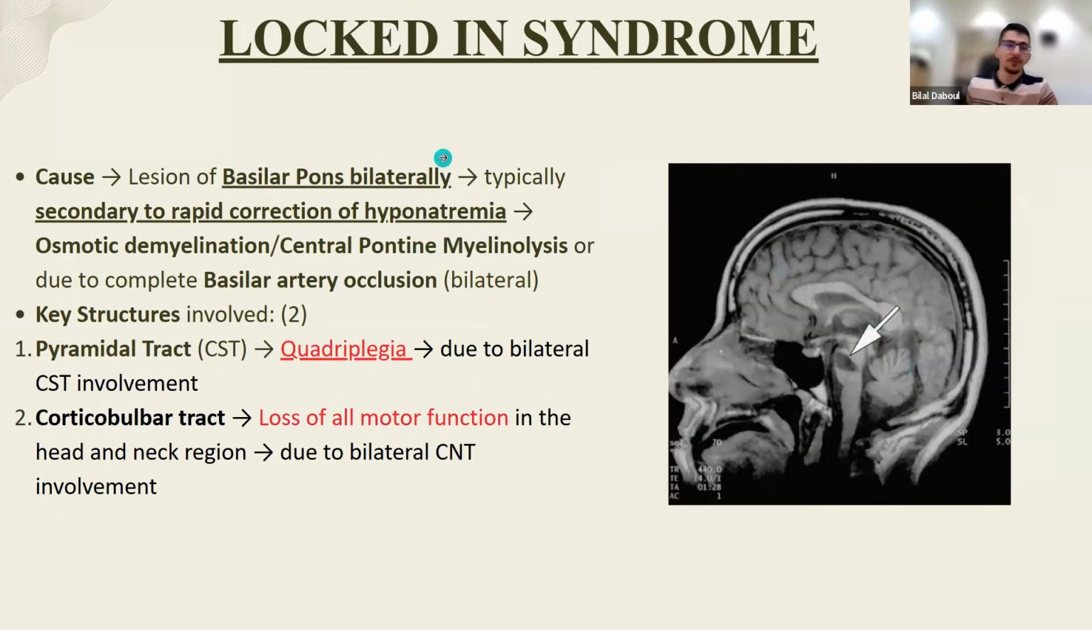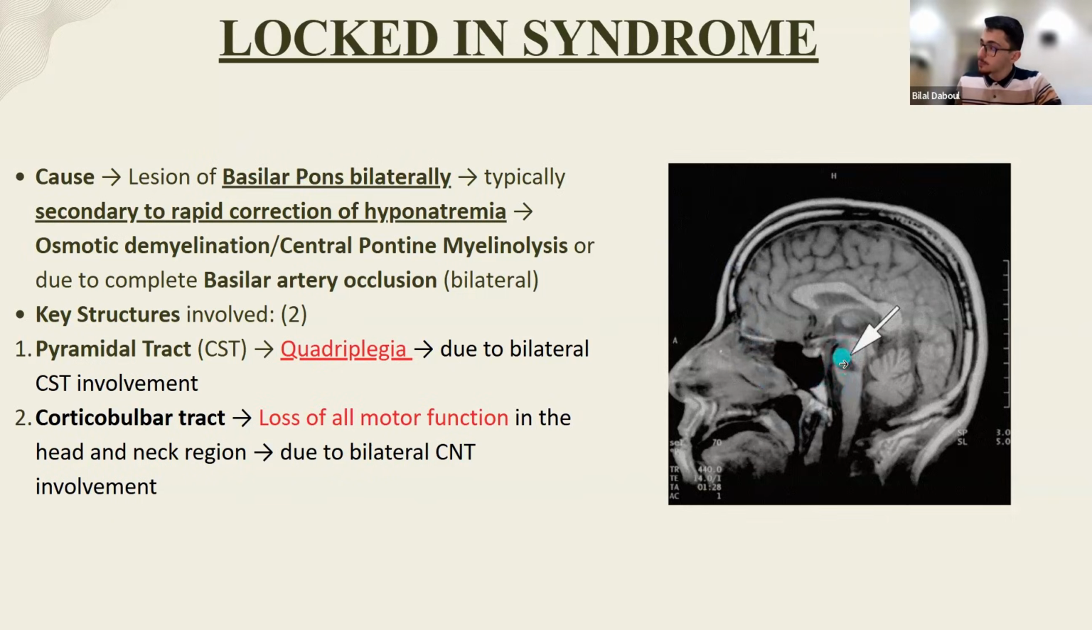Now we proceed to locked-in syndrome. Now, this always comes in exams. The doctor will always bring it to you in the context of, again, as I said, I reiterate, an alcoholic patient with hyponatremia, so low presence of sodium in the blood, and you correct for the hyponatremia too quickly. So you have a rapid rise in plasma osmolarity, and this leads to demyelination of the basilar pons bilaterally. So it's a lesion of the basilar pons bilaterally due to demyelination.